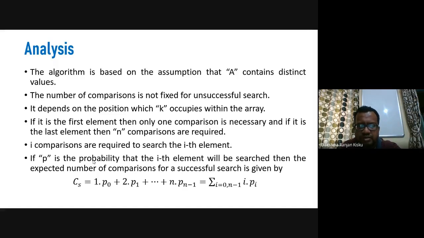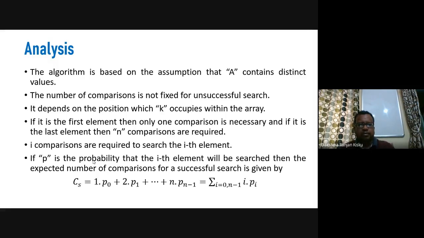If the search is not successful, then despite having the same values, the searching becomes unsuccessful. So the number of comparisons is not fixed for the unsuccessful search. It depends on the position which k occupies within the array. If it is the first element, then only one comparison will be required. If it is the last element, then n comparisons will be required, and i comparisons will be required to search the ith element.